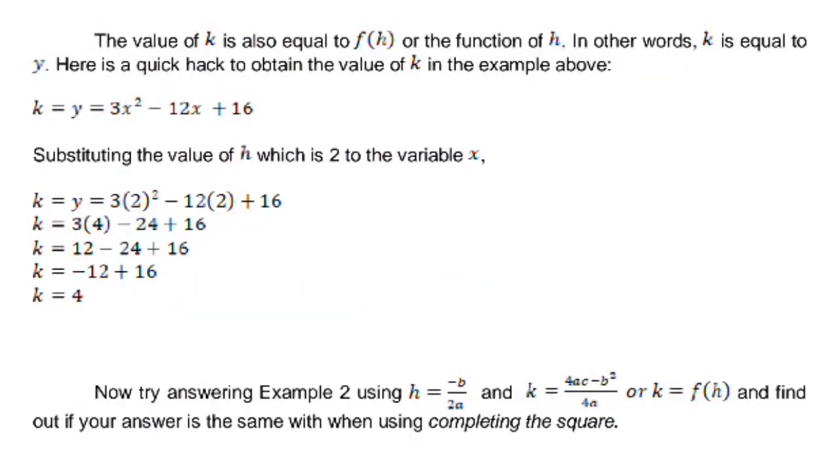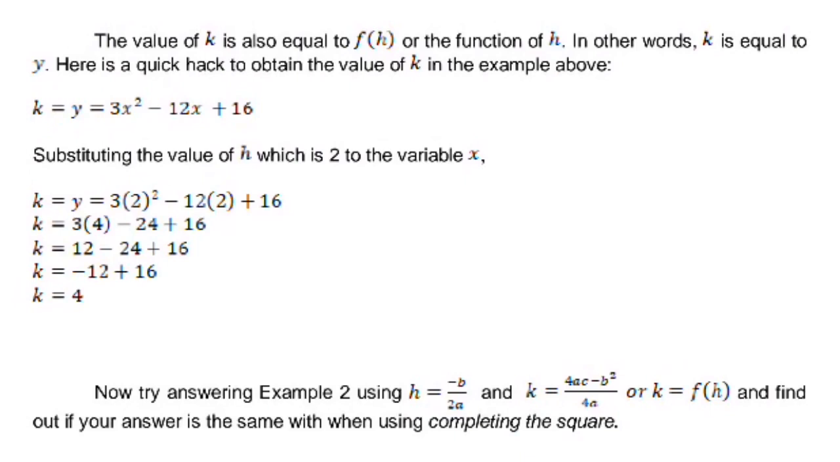The value of k is also equal to f of h, or the function of h. In other words, k is equal to y. Here's a quick hack to obtain the value of k in the example above. So k is equal to y equals 3x squared minus 12x plus 16. Substituting the value of h, which is 2, to the variable x.